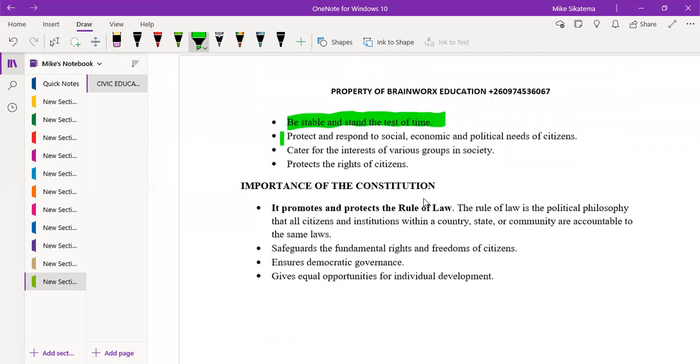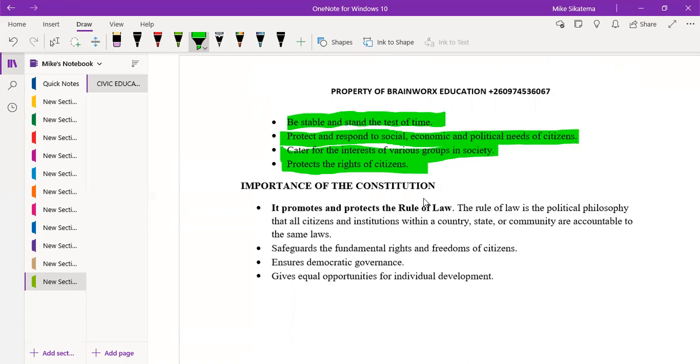It must be able to protect and respond to social, economic, and political needs of the citizens. It's the citizens involved, it's the citizens' rights involved, and the constitution has to be able to protect at the social level, economic level, as well as political level. It must cater for the interests of various groups in society, the church, the teaching institutions, and protect the rights of the citizens.